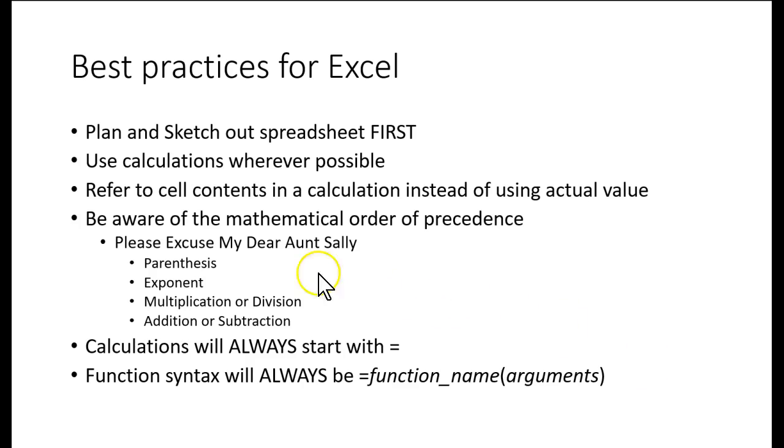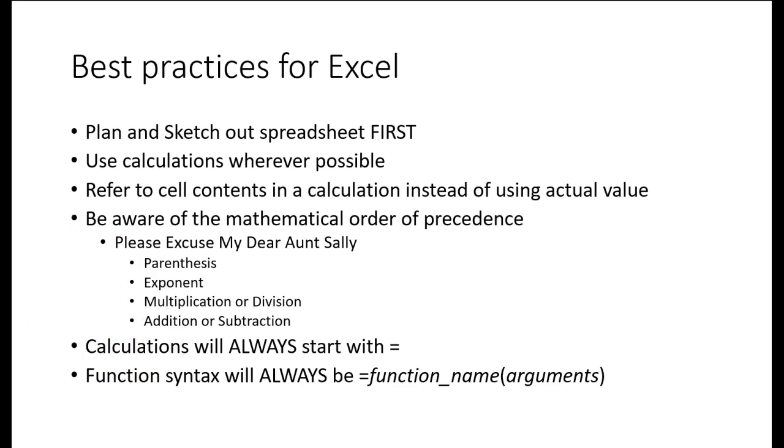So Excel follows the mathematical order of precedence. It will always read from left to right in a cell or in a formula, and anything that's in parentheses it will do first. Then it'll look for exponents, then any multiplication or division, and addition or subtraction. So I will show you an example of where that's really important to keep in mind.